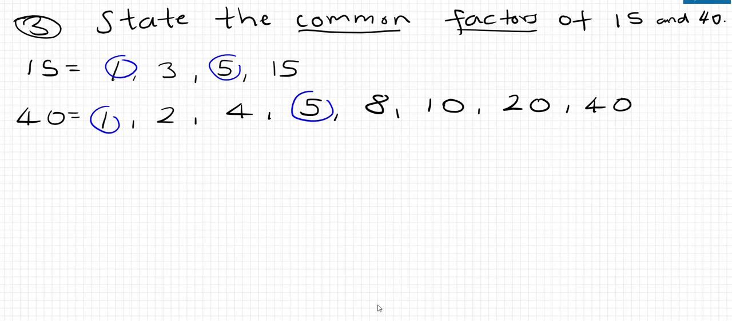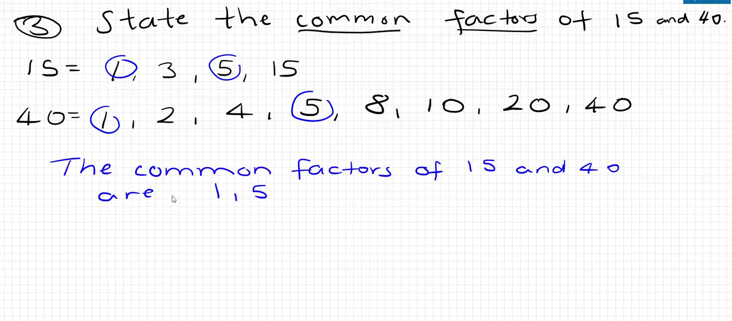So let's write this down as our answer. So the common factors of 15 and 40 are 1 and 5. You can write the word and, but I just put a comma there.